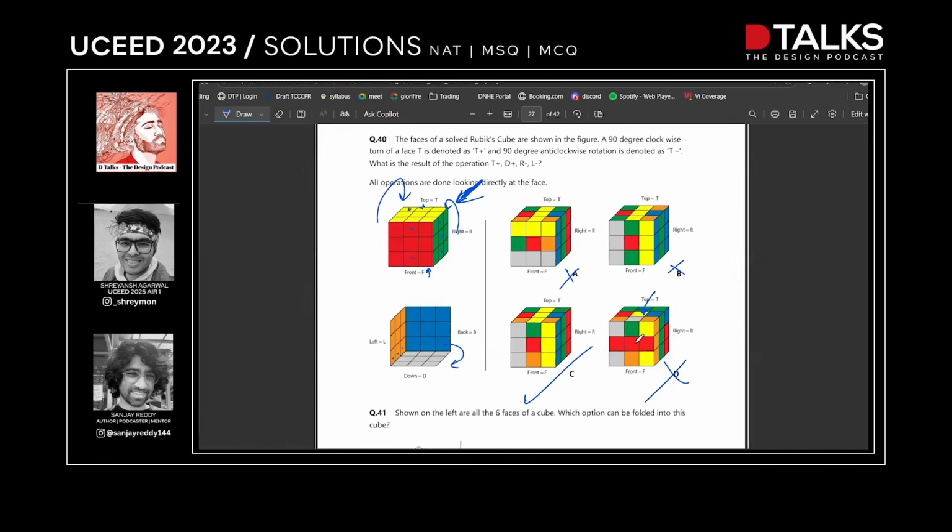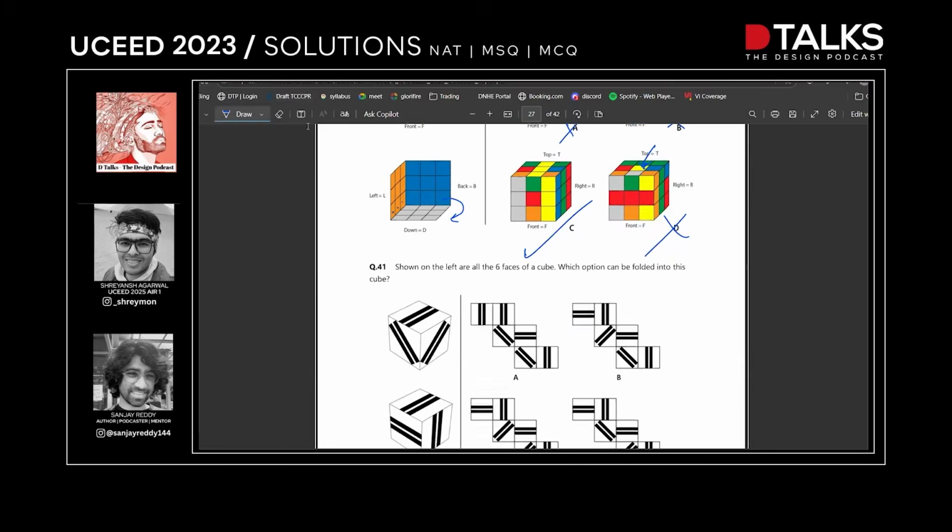Right. I think this will be very easy for people who play with the Rubik's cube. I did not, so that's why it took me this long. But yeah, if you do play with a Rubik's cube, it's pretty easy.